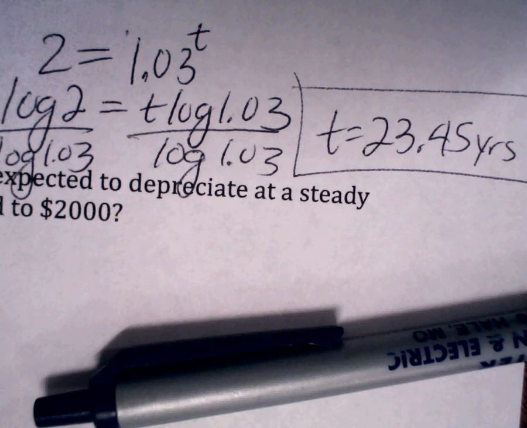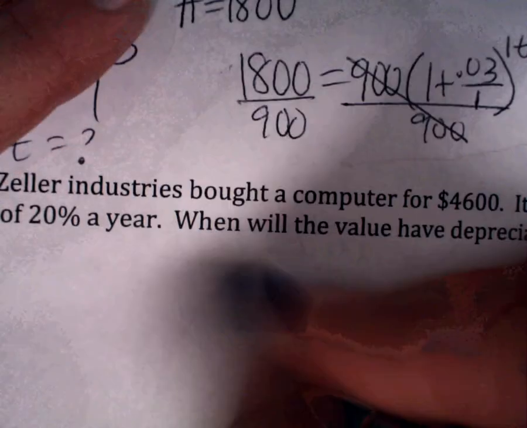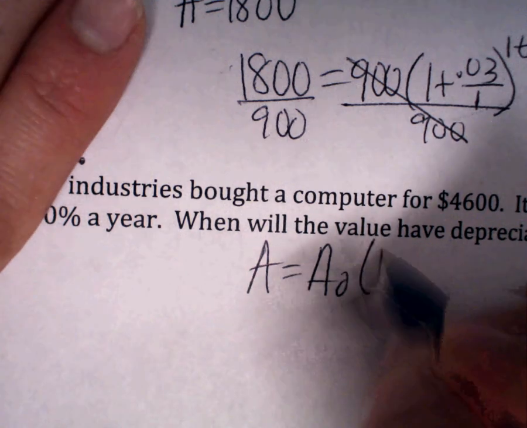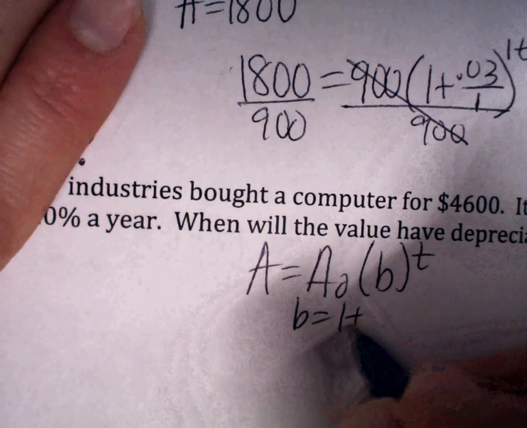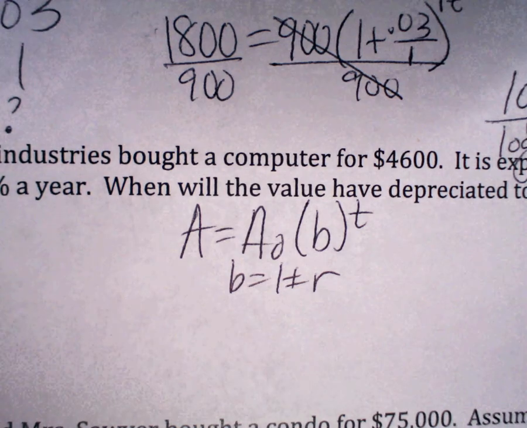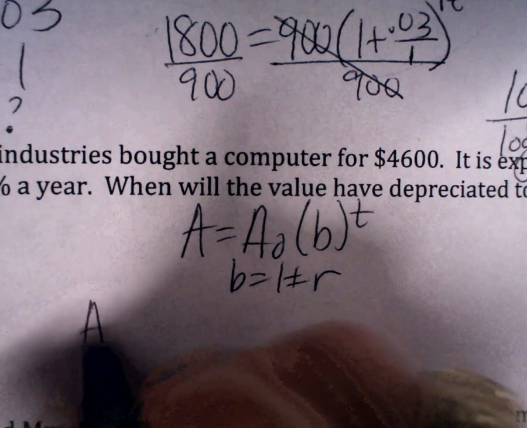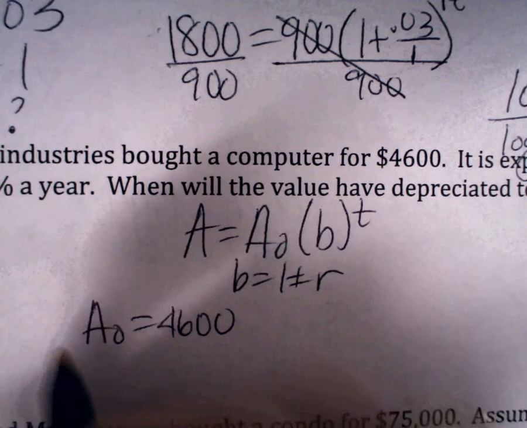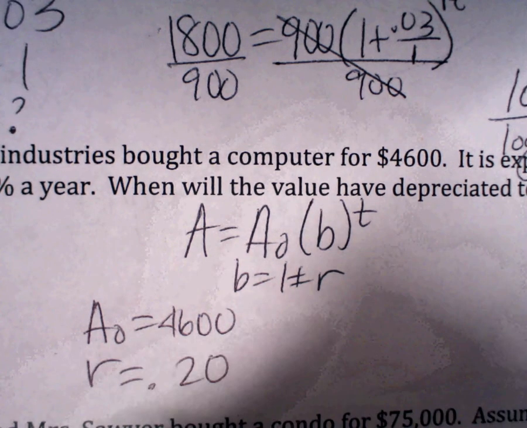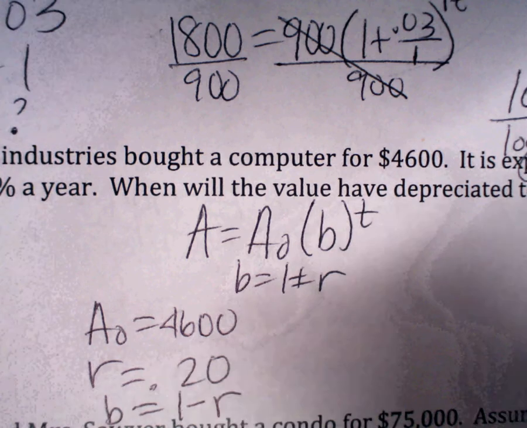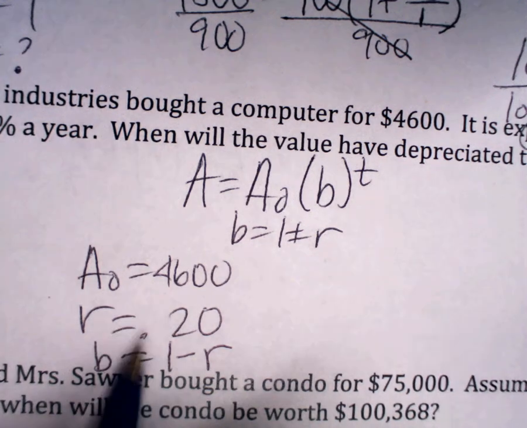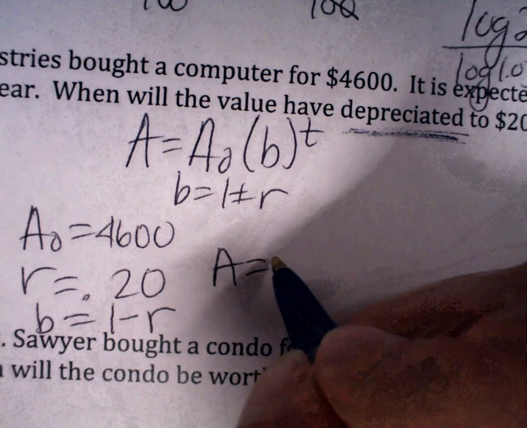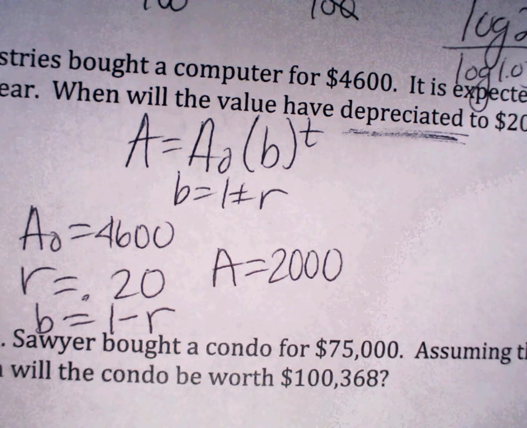Okay, so let's look at the next one. So on this one, we wrote down the two formulas. So these are special. They look like this, where b equals 1 plus or minus r. So in this case, your starting value is the 4,600, because that's what he bought it for. That's the A0. Your interest rate is going to be b equals 1 minus r because of the depreciation here. And then A equals, what was it worth in the end?